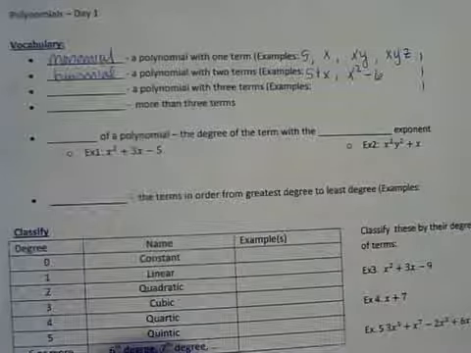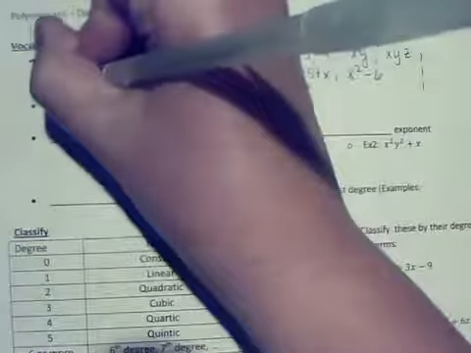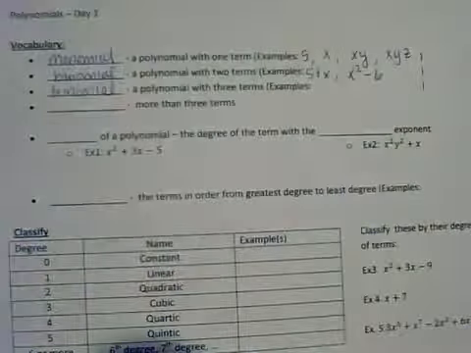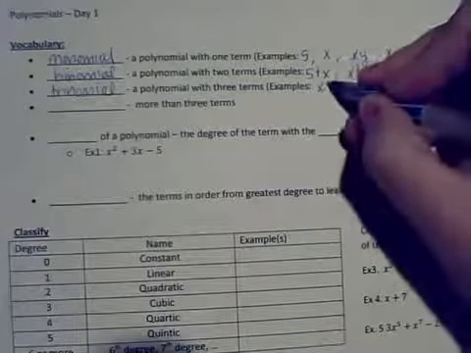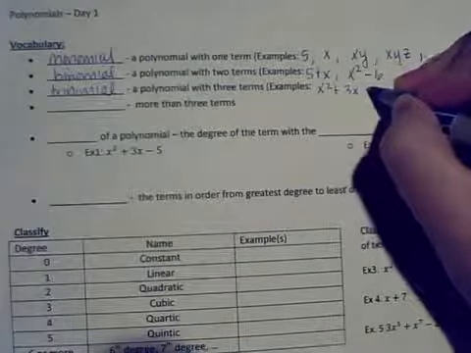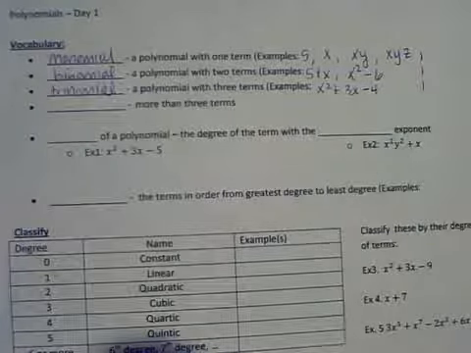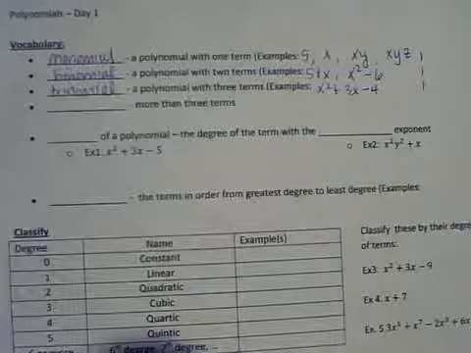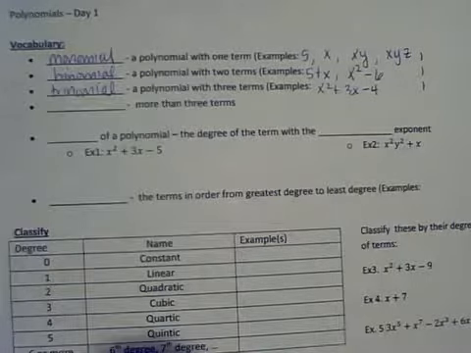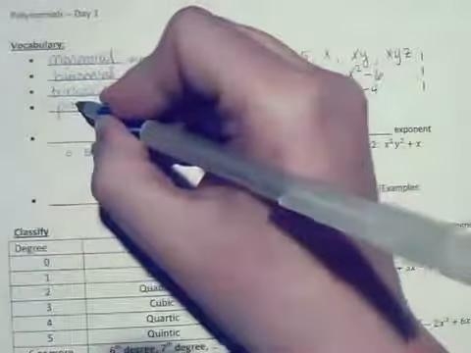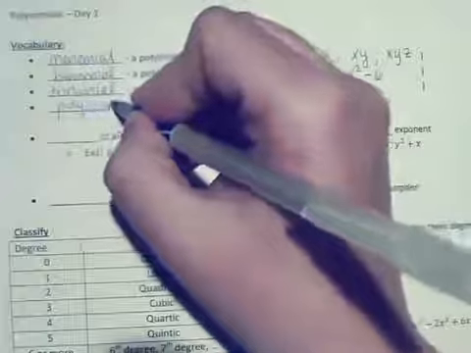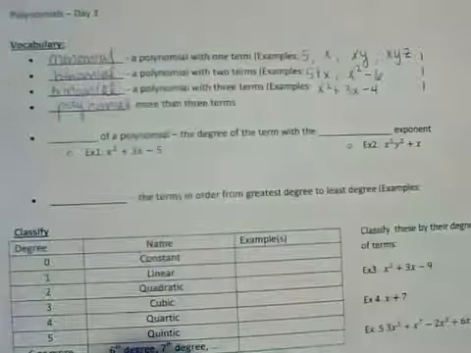A polynomial with three terms is a trinomial. So this would put three terms together, so x squared plus 3x minus 4. That's an example of a trinomial. And then last but not least, exactly what we're talking about is a polynomial. A polynomial is anything with more than three terms.